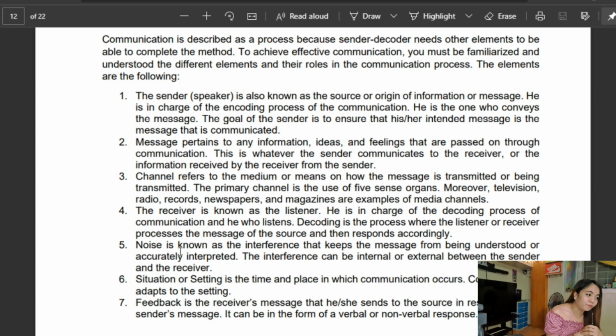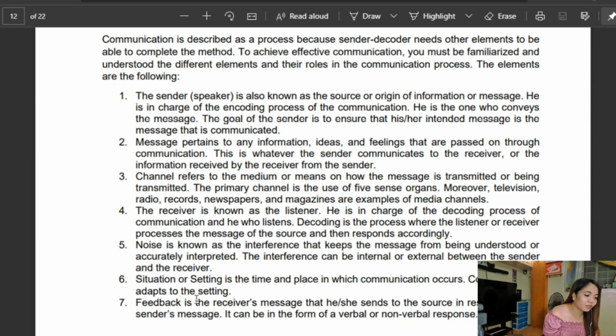Let's say, he is hungry. The noise there is produced by the stomach somehow, or he has a problem. Those are internal noises.